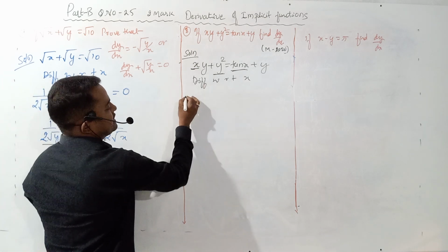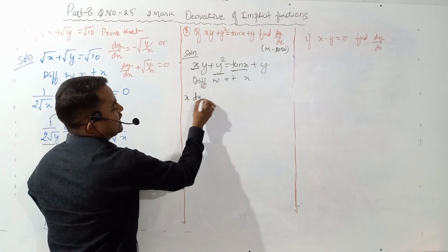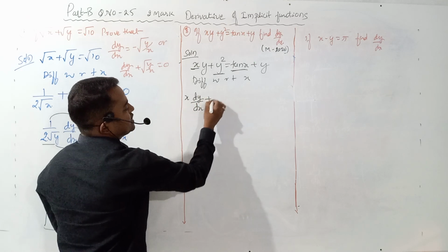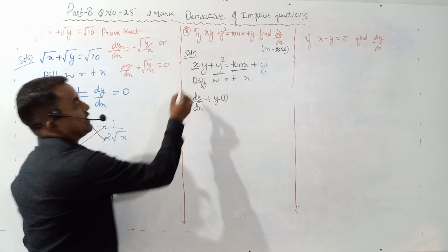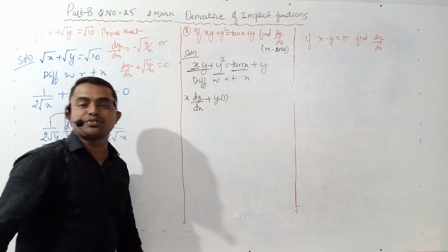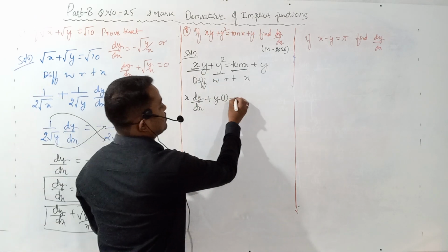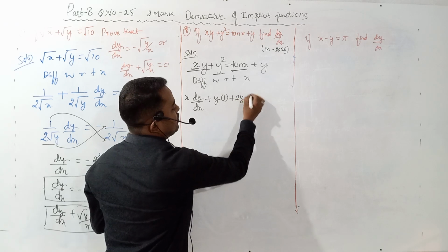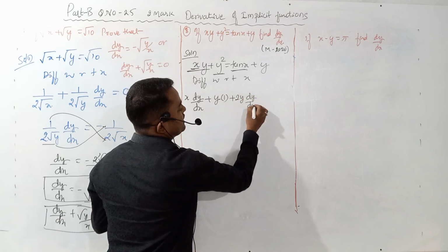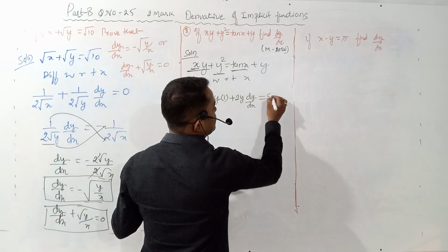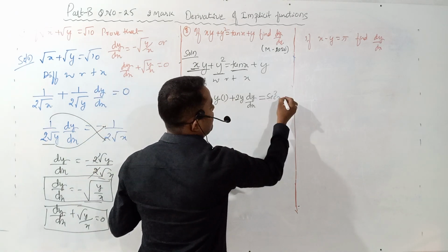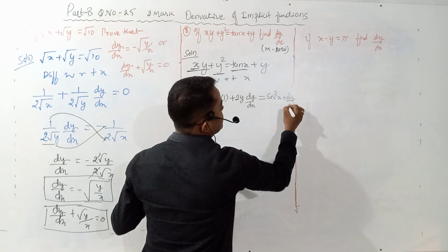x as it is, derivative of y is what? Dy by dx, plus y as it is, derivative of x is what? 1. Yes, the derivative of this is over, x into y is over. Now, derivative of y square is what? 2y, derivative of y is dy by dx, is equal to derivative of tan, sec square x. Derivative of y, dy by dx.